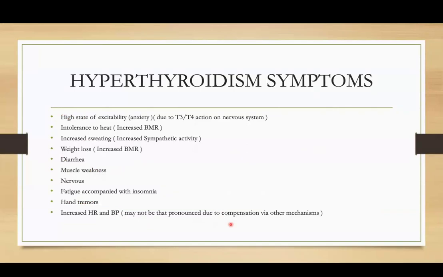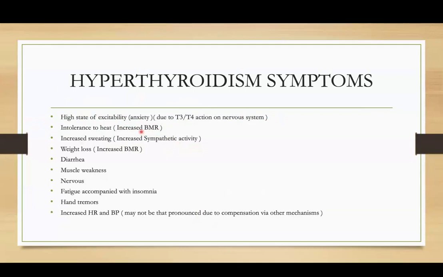So the symptoms of hyperthyroidism are as follows. Remember the function of thyroid hormones. Remember the six B's. High state of excitability is also known as anxiety, and this is because, as I said, the T3 and T4 act on the CNS, the first B, brain maturation. That's why you have this. Intolerance to heat because of increased BMR, which is one of the B's, right? Because BMR is going to cause increased sweating and stuff.